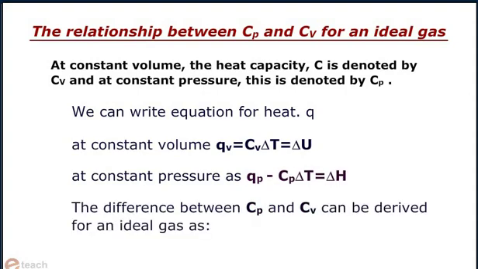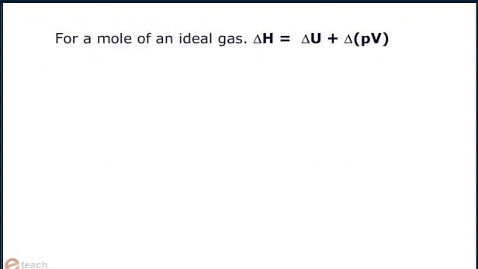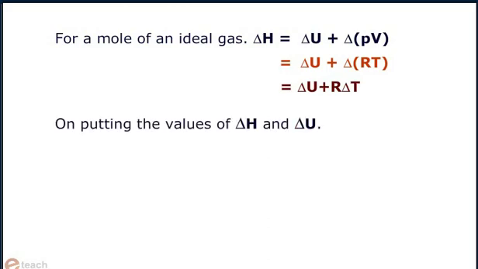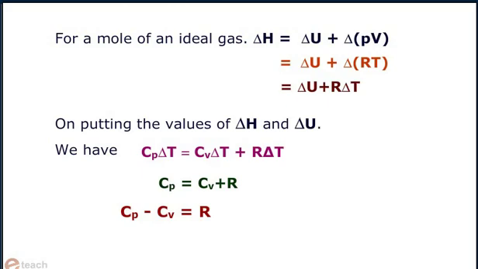The difference between Cp and Cv can be derived for an ideal gas as follows. For a mole of an ideal gas, delta H equals delta U plus delta PV equals delta U plus delta RT equals delta U plus R delta T. On putting the values of delta H and delta U, we have Cp delta T equals Cv delta T plus R delta T. Cp equals Cv plus R. Cp minus Cv equals R.